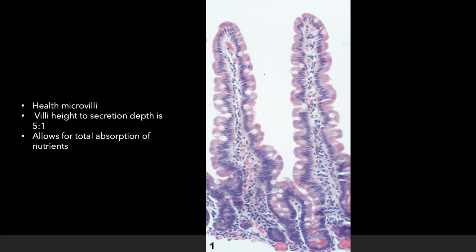So this is an example of a healthy and normal microvilli. This is something that we want to see in all patients, and this isn't present in someone that has celiac disease. So as you can see, the ratio of villus height to secretion depth is approximately 5-1. And this allows for total absorption of nutrients, including gluten, in the diet.